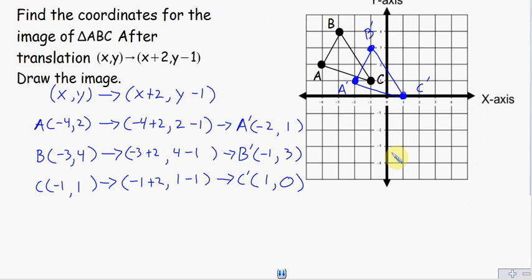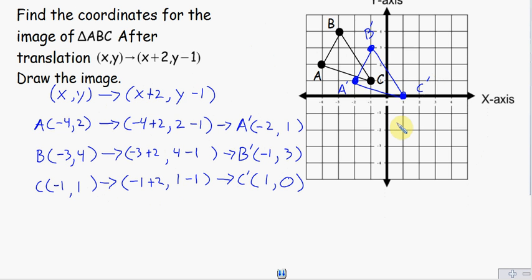All right, so there's the pre-image, which is in black, and then there's the image, which is in blue. So I got triangle ABC, and then triangle A prime, B prime, and C prime. So now I have to draw the image, and that's all I want to do. One extra thing I really want to do is identify the type of transformation that we have here.